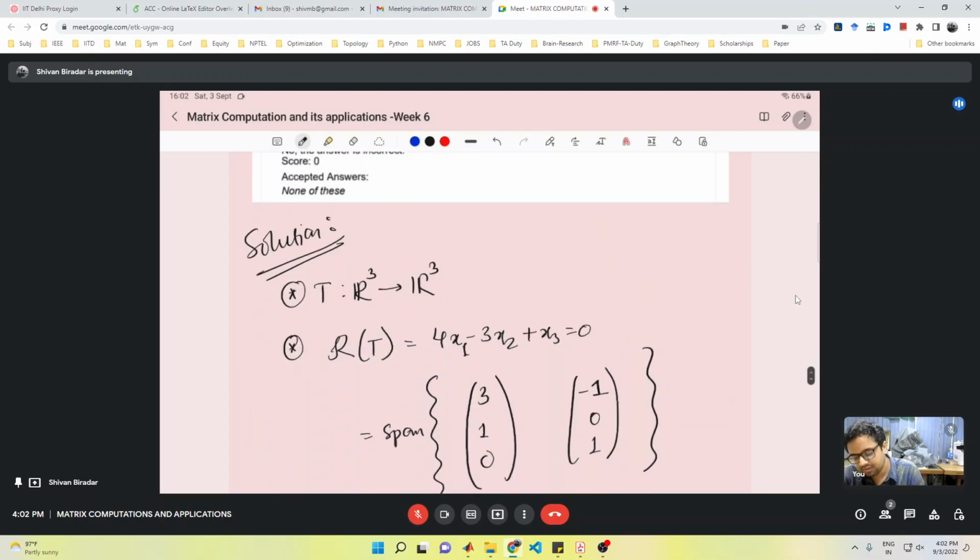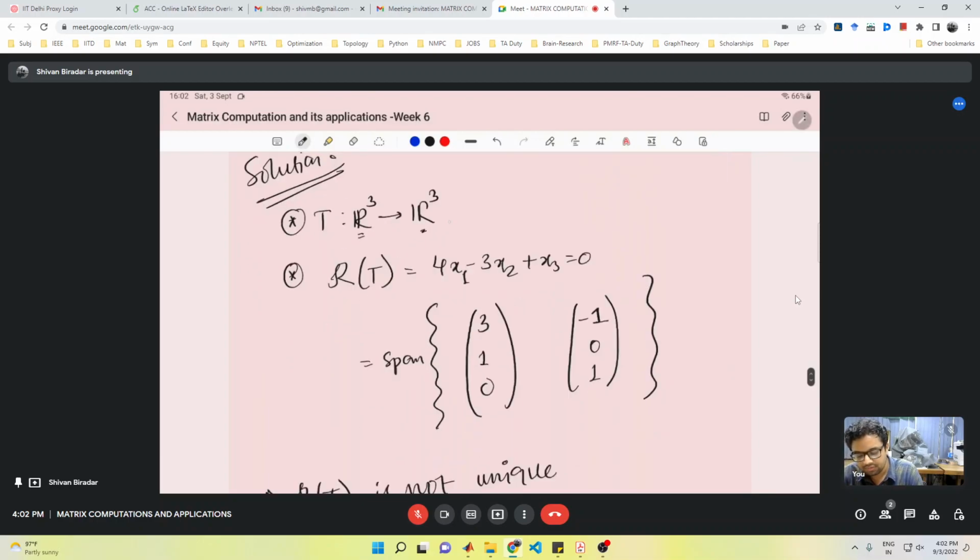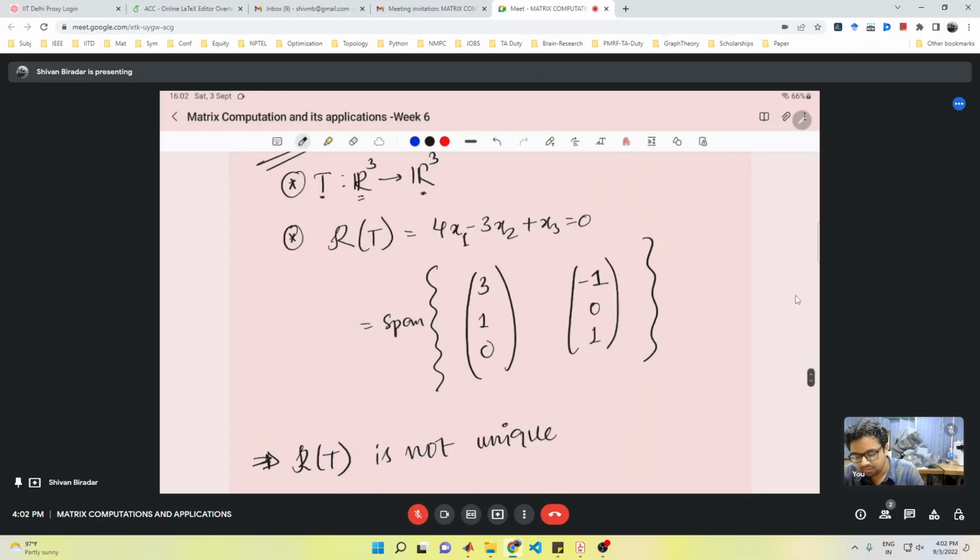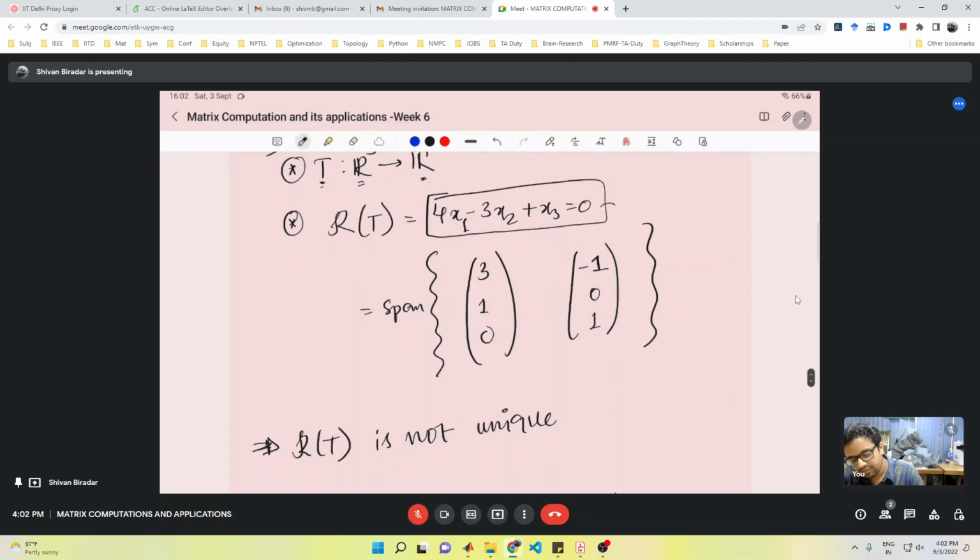So we have been given that T is a linear transformation from R3 to R3, and the range space of T satisfies this equation. So indirectly, the range space of T is the span of these two vectors. Just by seeing this, I can see that the range space of T is not unique. If there was another vector here, another vector in the range space, say x, y, z, then the range space of T would have been unique. Otherwise, it is not unique.